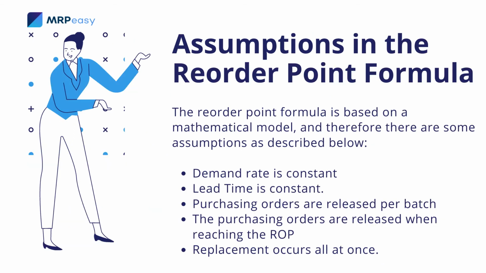The reorder point formula is based on a mathematical model, and therefore there are some assumptions as described below. Demand rate is constant. Lead time is constant. Purchasing orders are released per batch. The purchasing orders are released when reaching the ROP. Replacement occurs all at once.